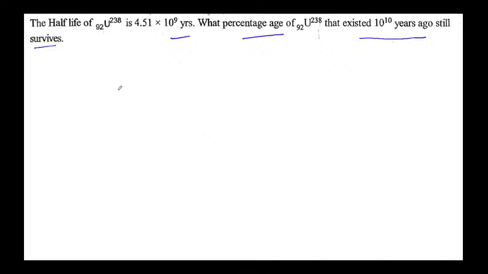So we can find the value of the disintegration constant, 0.693 over T half, that is 0.693 over 4.5 into 10 raised to the power 9.